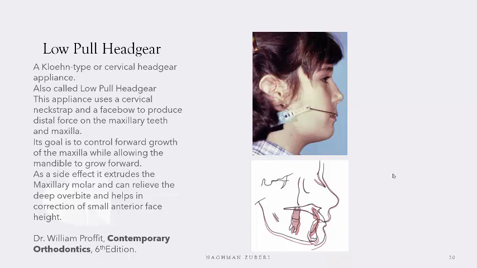It will intrude the upper molars. And if you will be using the low pull headgear or cervical headgear, it will be extruding the molars. Here we can see before treatment and after treatment tracings, and we can see that upper molars have extruded a little bit more. Hence the deep overbite has been corrected and the lower face height is also increased. I have taken it from Proffit.